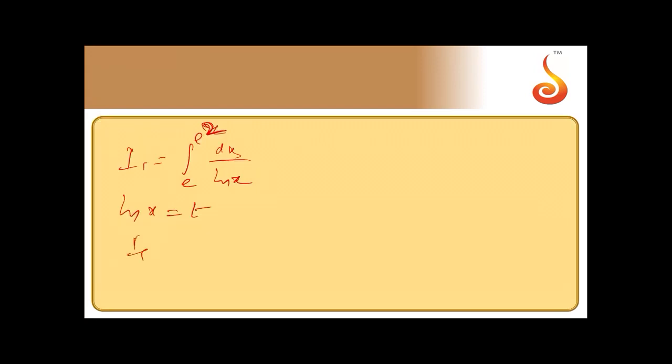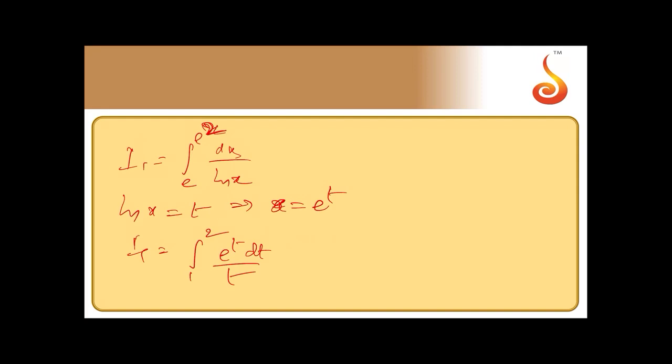So therefore, I1 will become the integral from 1 to 2 of dx, nothing but e power t. x is equal to e power t, so the derivative is e power t dt, divided by t.